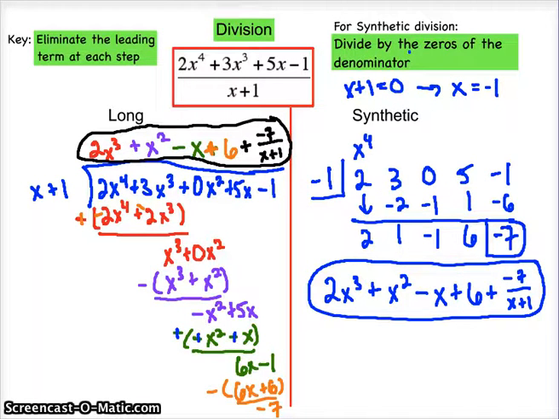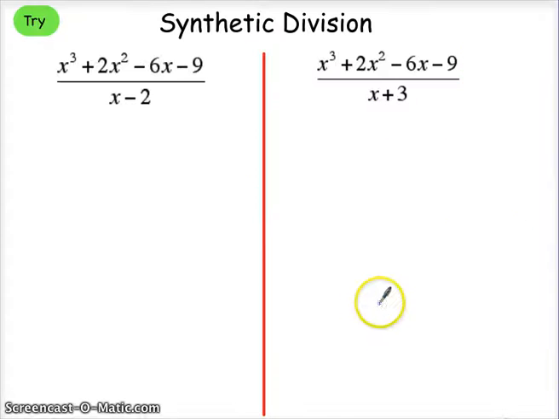On the next page, I just have a couple more examples for you. Go ahead and practice synthetic division with these two, and we'll practice a long division problem here in a minute as well. Pause the video now and go ahead and try them out.